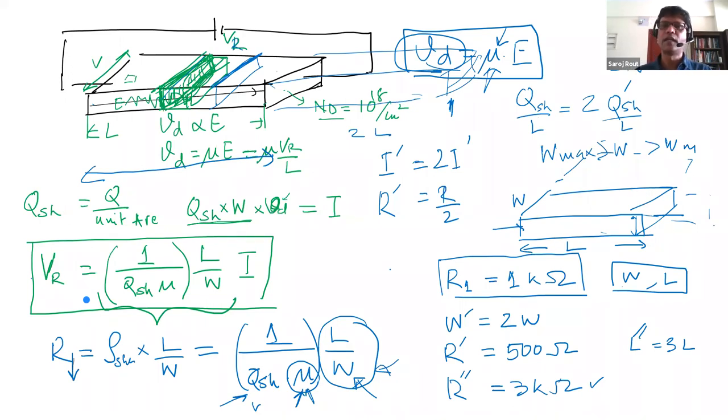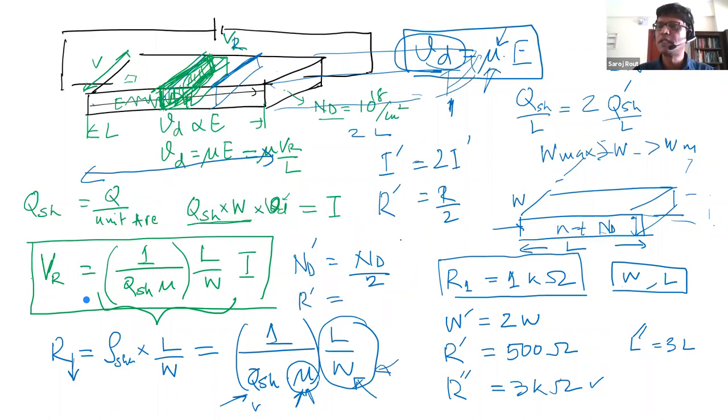Okay, all right. So let's take the next parameter. Let's say this was an N-type material with some doping concentration ND, and that gave me 1 kilo ohm. Now I dope it with half the number of atoms, so I do ND by 2. Now what's the new resistance?